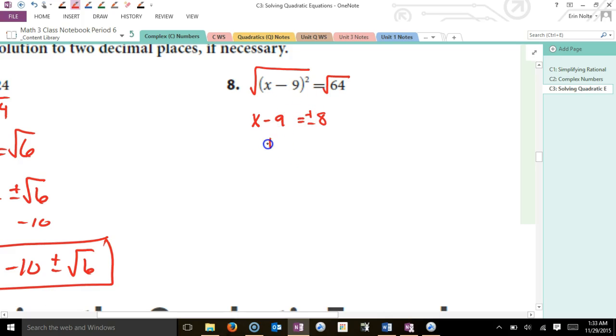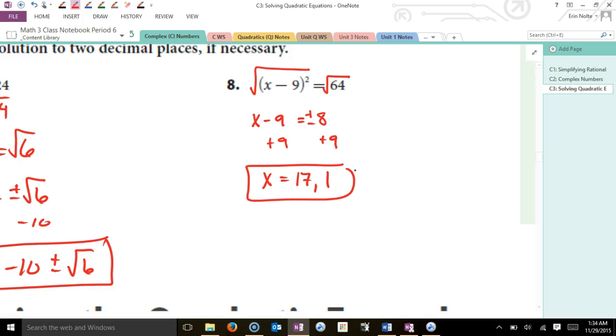Close. Add 9. Good. So can we do this in our heads? What is 8 plus 9? 17. And then what is negative 8 plus 1? I mean 9. So 1. Dang it. I always do that in this class. I don't do it anywhere. Negative 8 plus 9 is 1. Did everybody follow that? Sorry, I kind of screwed that up. Good?